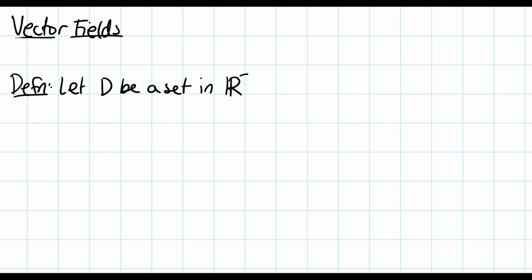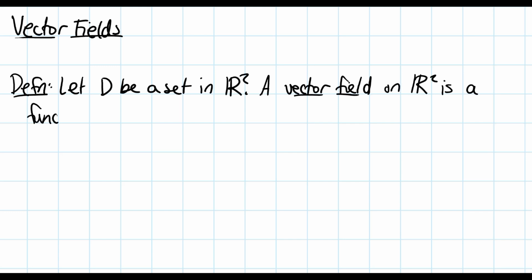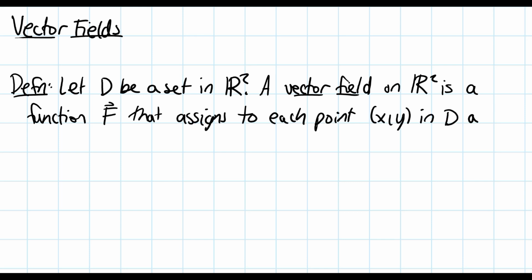We're now going to learn about vector fields. I'll start with the definition in two variables. Let D be a set in the xy plane. A vector field on R2 is a function, capital F, that assigns to each point (x, y) in D a two-dimensional vector F(x, y).